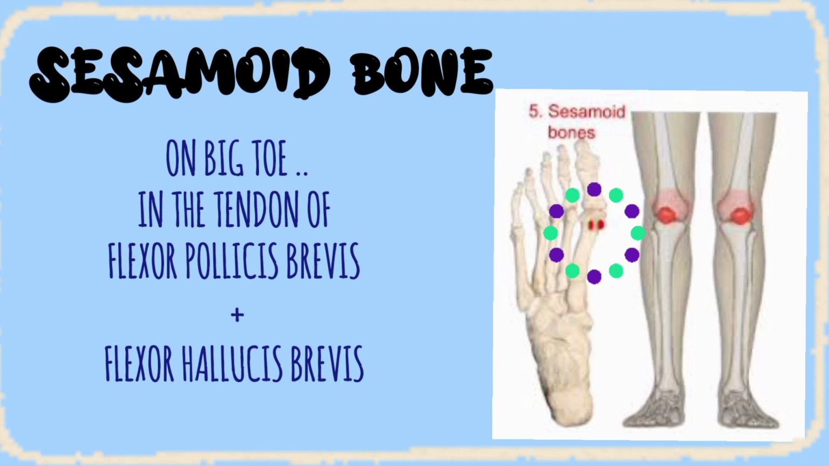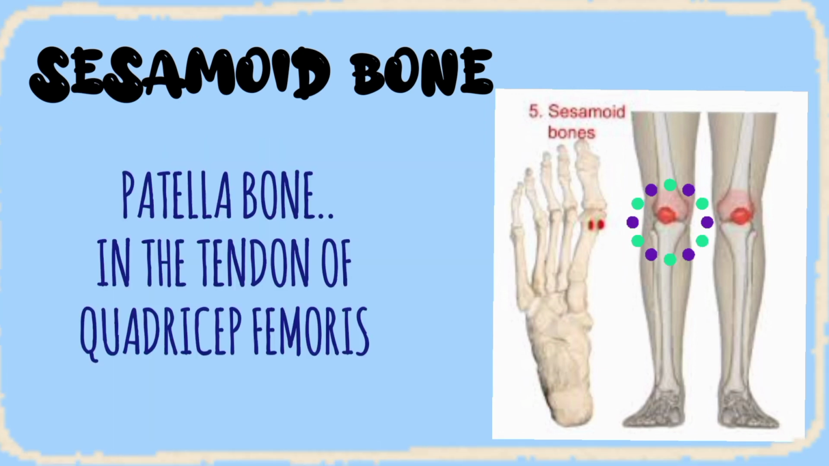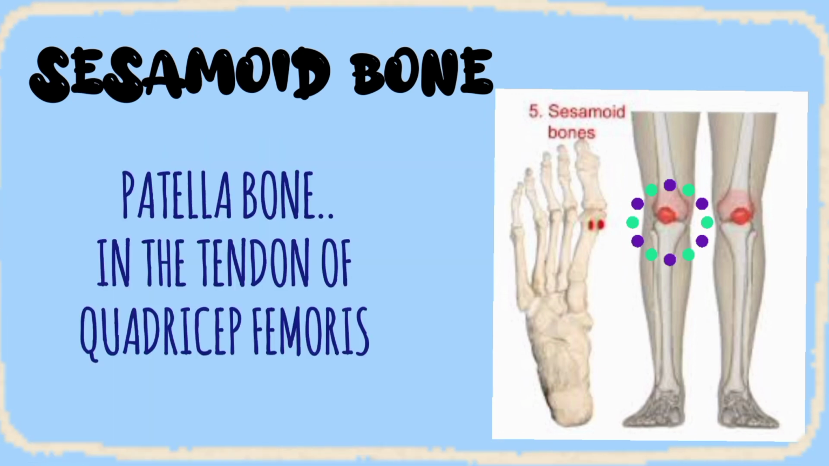Next to it you can see the knee joint. On the knee joint you can see the red colored marked bone, which is known as the patella or the kneecap. It is also a sesamoid bone, which is present in the tendon of the quadriceps femoris muscle.